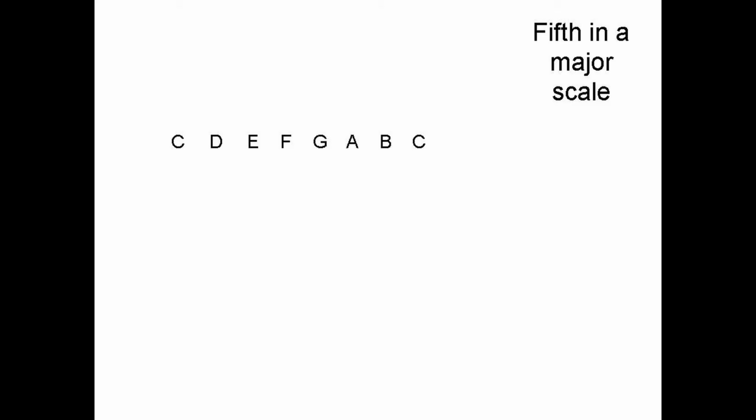For this we will take the major scale. Let's start with the C major scale. Those are all the white keys on the piano. Notice we have 7 notes, C, D, E, F, G, A, B, and then back to C. The 5th note in the scale is the G. Let's now have a look at the G scale.